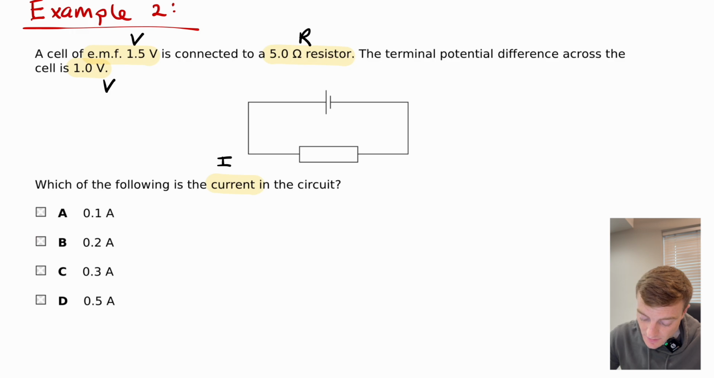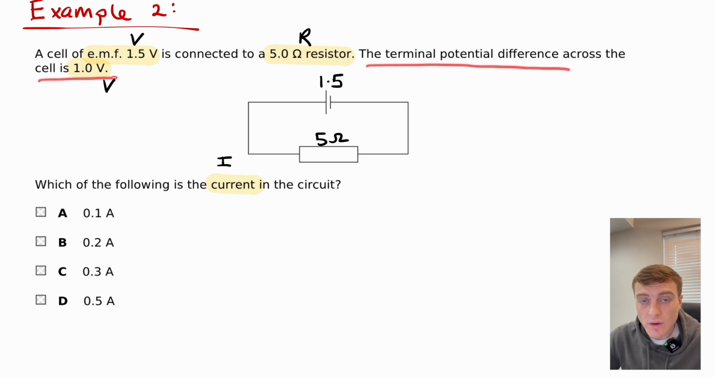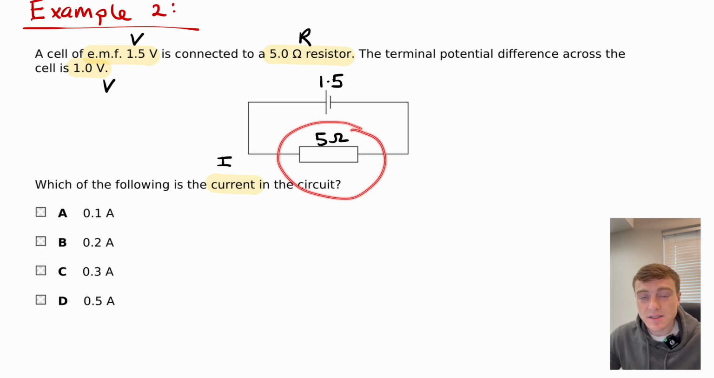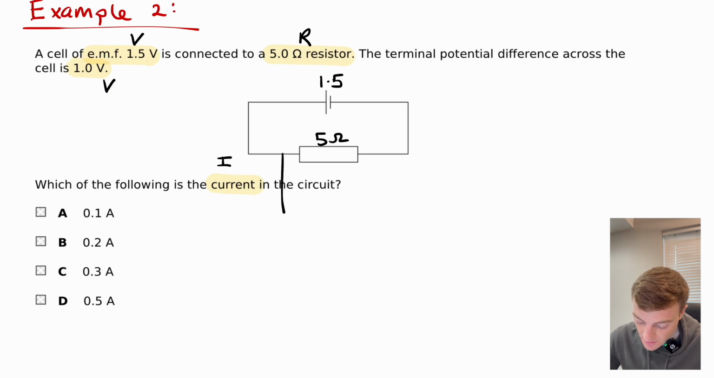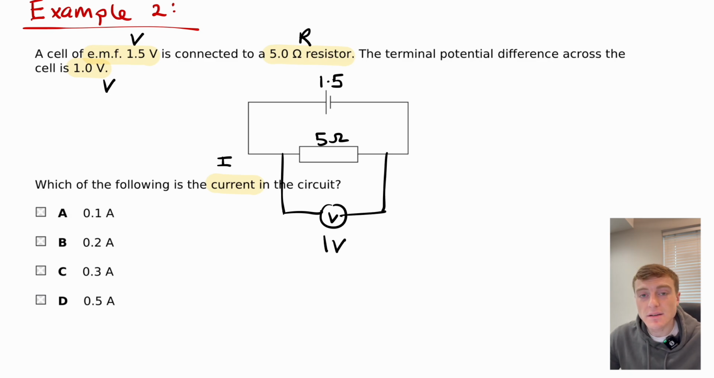Now let's label the circuit. We have 1.5 volts here, a 5 ohm resistor. Now this point here is really important. The terminal potential difference across the cell is 1 volt. So even though the potential difference supplied by the cell is 1.5 volts, in our previous example, we learned that this doesn't always mean this is what the resistor receives. The resistor this time will receive the terminal potential difference of 1 volt. So if I drew a voltmeter across the resistor, it would show the terminal potential difference. And again, this could be due to the internal resistance of the cell.